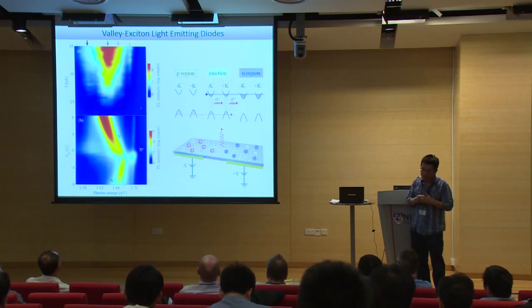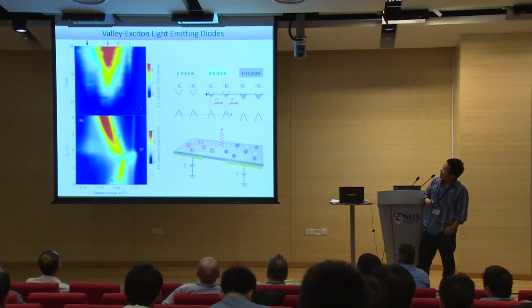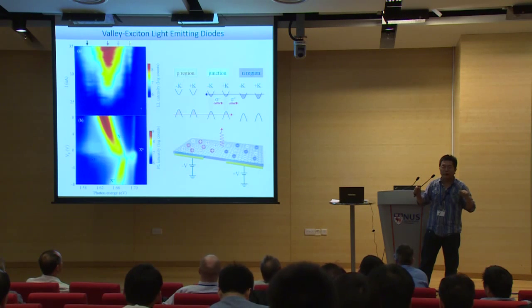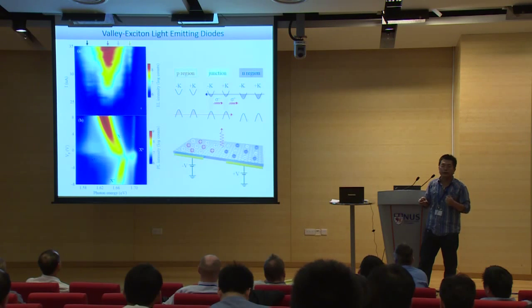There are important implications. In the future, if we can do spin-polarized injection, we can selectively populate particular valleys, and then we can have spin or valley polarized LEDs. That's something we're trying to do now.